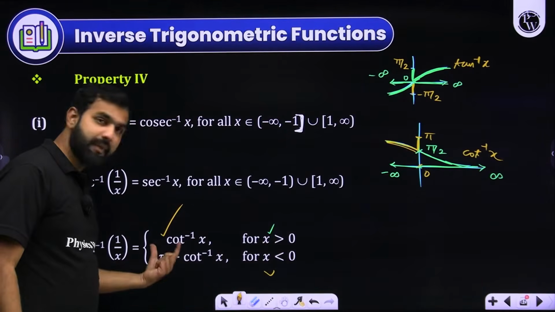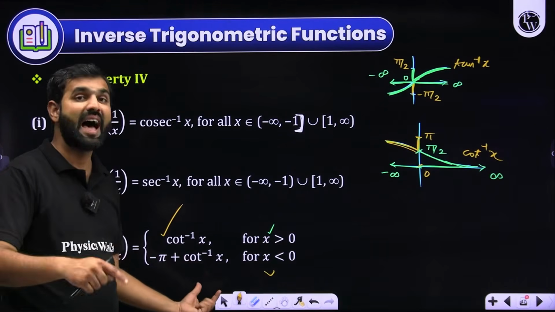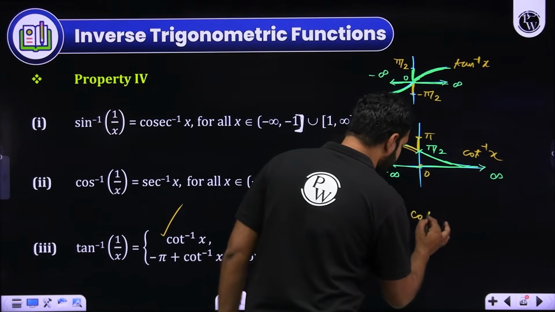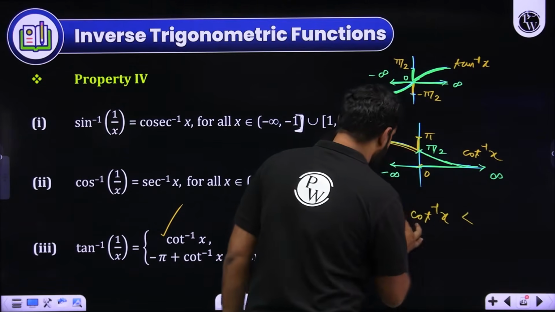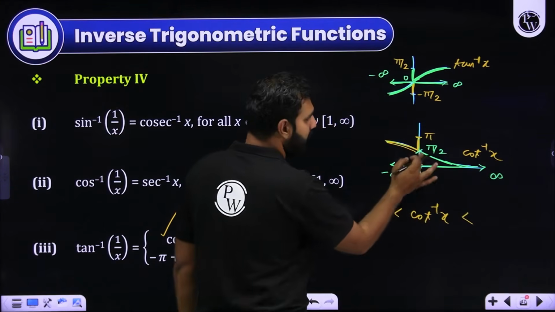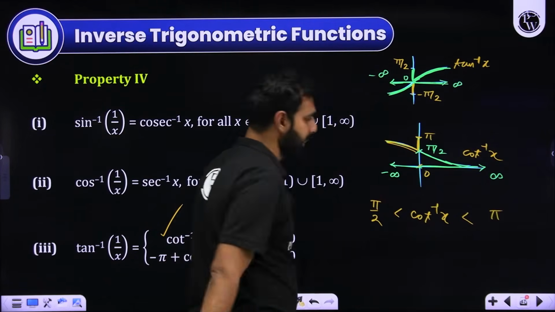So the moment you add minus pi to the values from pi by 2 to pi, I repeat, if I'll just try to make you understand this, that cot inverse x, look at this part, cot inverse x for all the values of x which are negative will lie between pi by 2 to pi. Do you get that part? Will lie between all the values from pi by 2 to pi. Did you get that part?